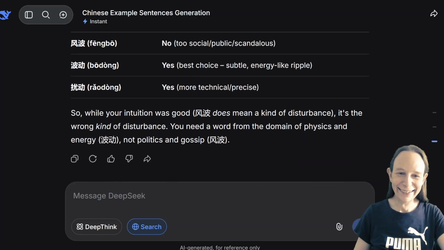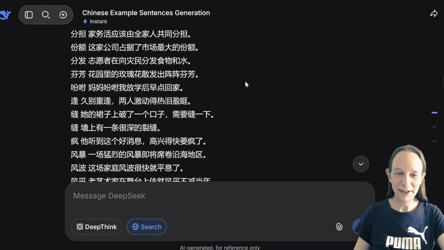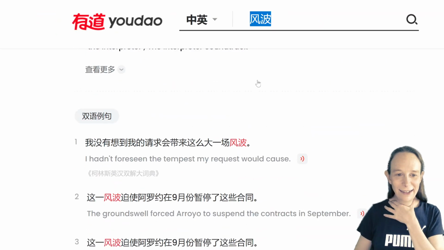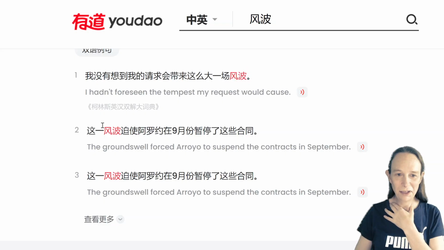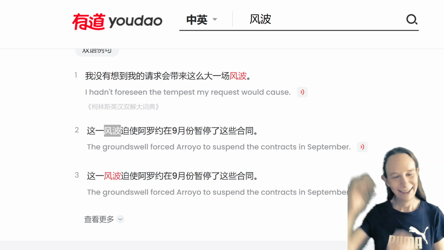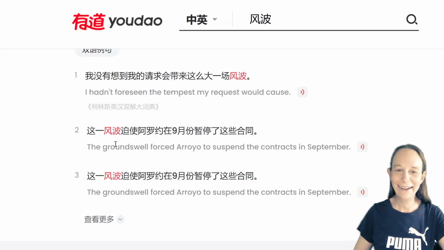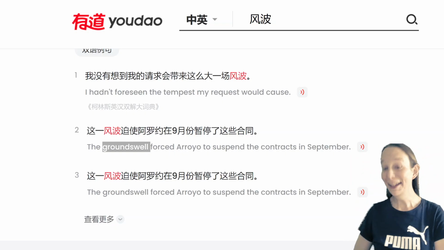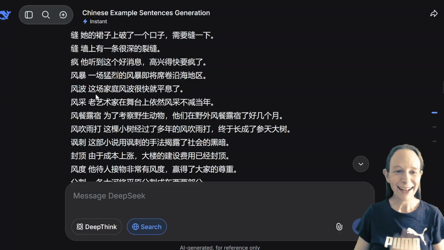Oh, all right. Okay, so 风波 is for disturbances such as among family members or something like this. Disharmony. 风波这一风波迫使这个人在9月份暂停了这些合同. All right, so this is an unspecific conflict. All right, this groundswell. Groundswell. All right. It's the groundswell. All right, let's move on.